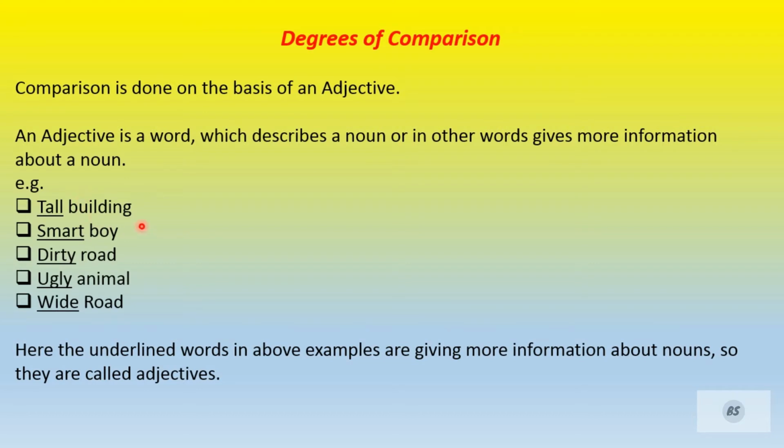Any noun, when we write and we give extra information, then the word which gives extra information is called an adjective. See this example, tall building. Now building is a noun, word tall gives extra information about this noun, so tall is an adjective. Smart boy, dirty road, ugly animal, wide road. So if you see here, tall, smart, dirty, ugly, wide, these are the words which give extra information about the nouns. So these underlined words are called adjectives. Fine. What is an adjective?